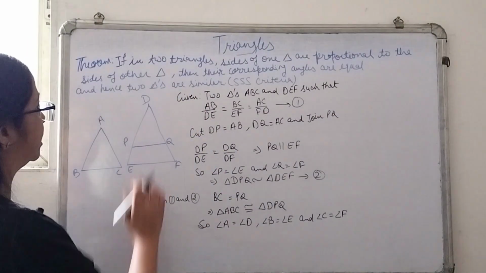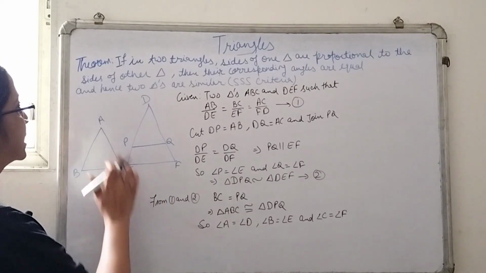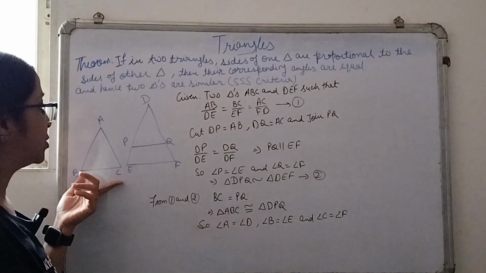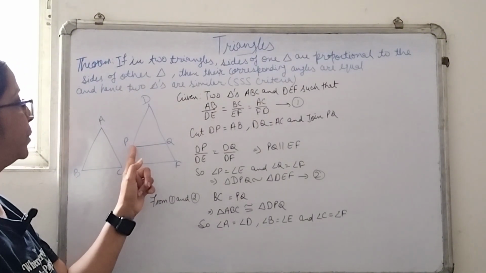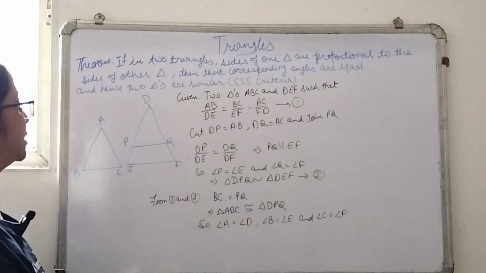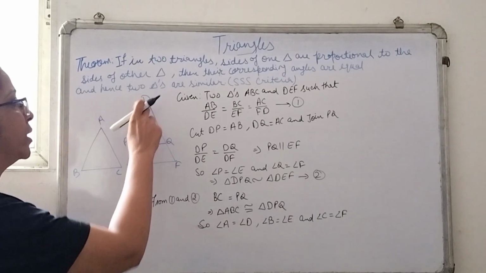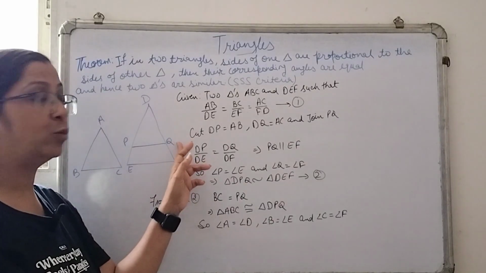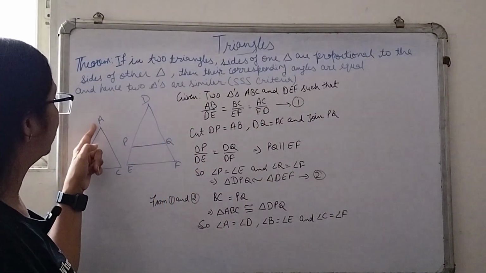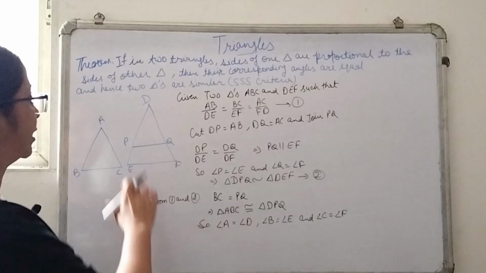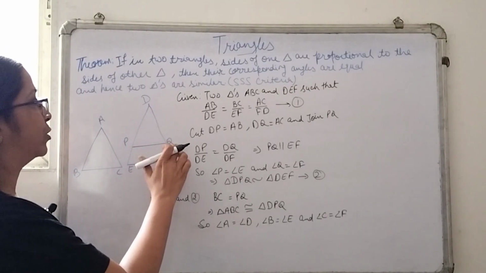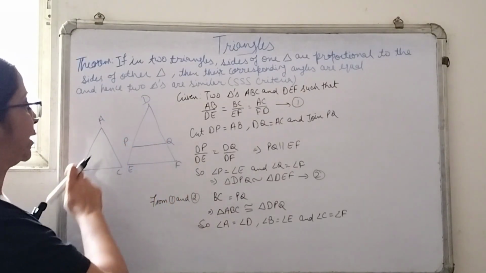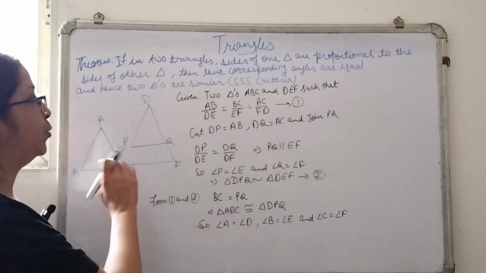So again, what we have done is we have said that DE is greater than AB. The sides of this triangle are greater than those of this triangle. So we will be taking a point P on the side DE such that AB is equivalent to DP. And on the side DF, we will be taking a point Q such that DQ is equivalent to AC. So we have taken 2 points, P and Q, on the sides DE and DF respectively, such that DP is equivalent to AB and DQ is equivalent to AC.